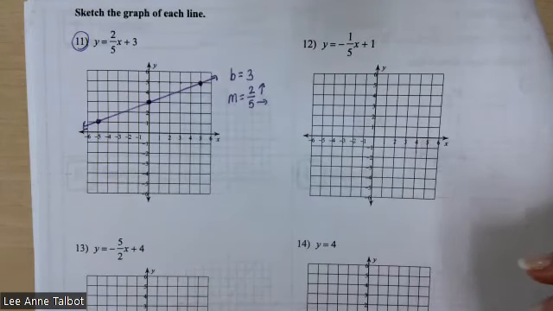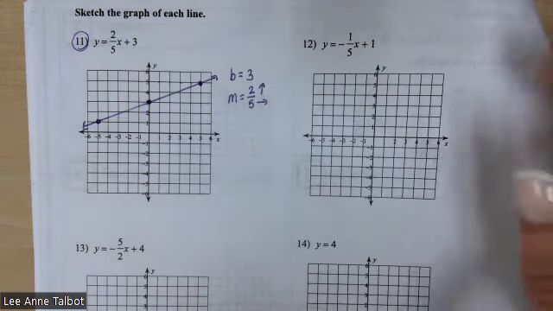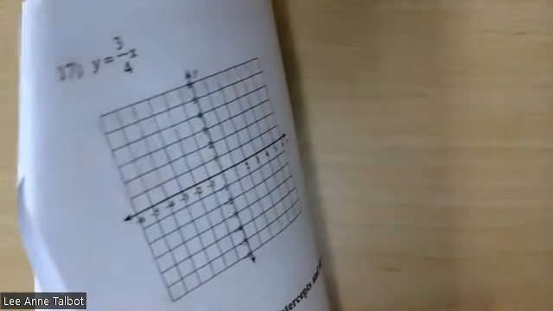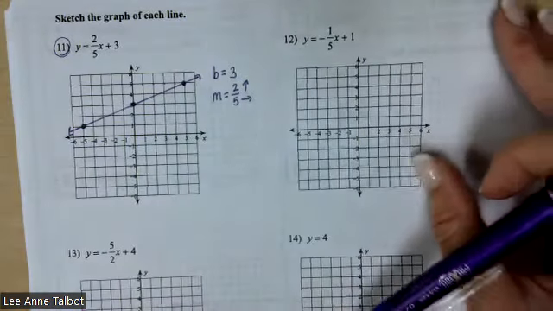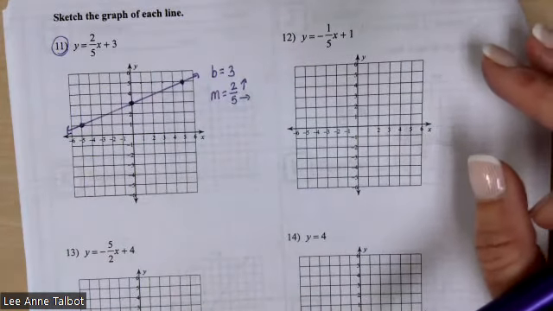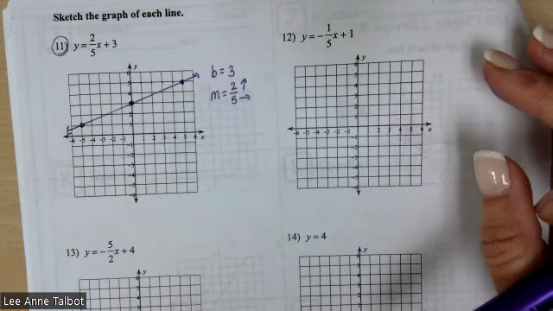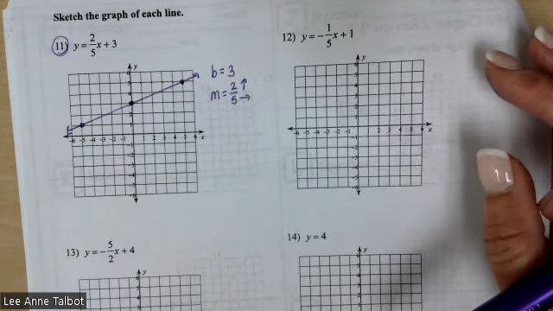Any questions about number 11 or how to do problems 11 through 18? Good. Just be careful of the negatives. So remember, negatives means you go down and over instead of up and over.